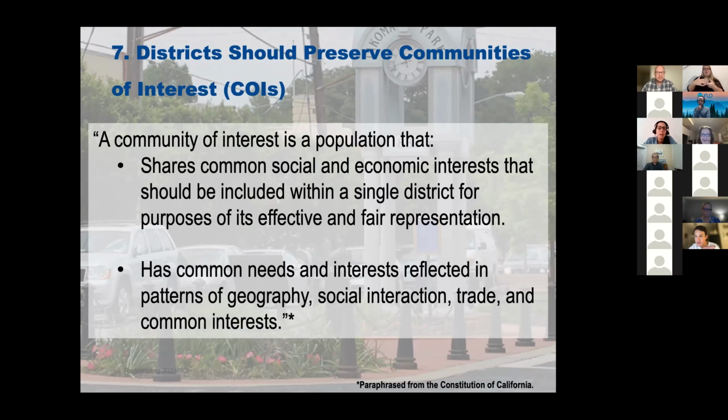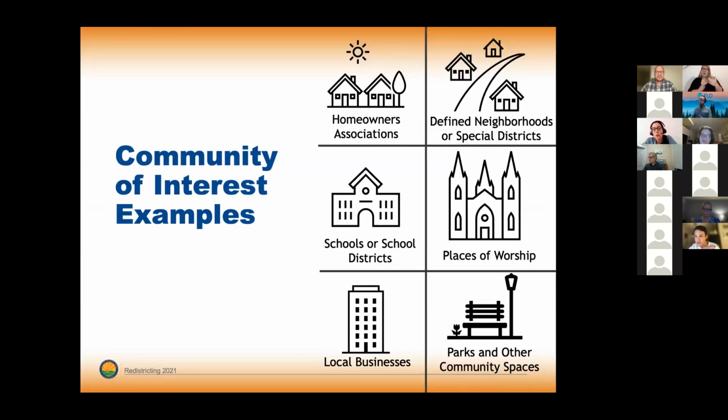So what does that really mean? I mentioned earlier that part of the purpose of this meeting tonight is to ensure that really the human side and the community side of this process is represented. Communities of interest include things like homeowners associations, schools or school districts, local businesses, defined neighborhoods, places of worship, parks, and other community spaces. So these are specific parts of community that should potentially be all part of one ward.